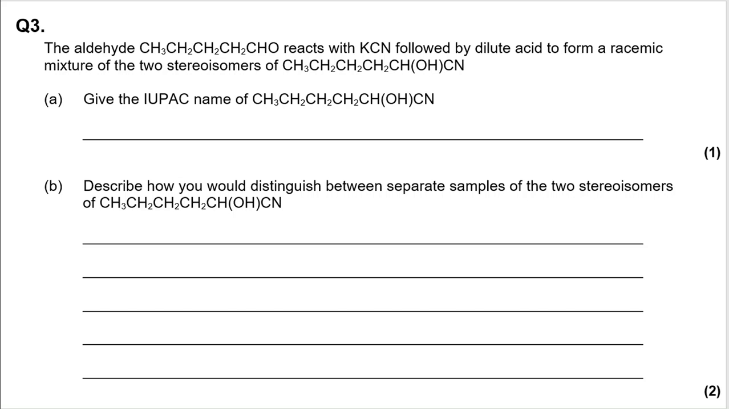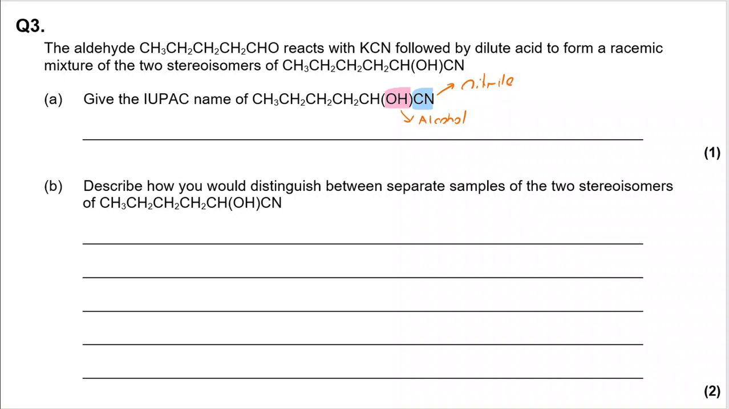Okay, let's move on to number 3. We've got an aldehyde here reacting with KCN, followed by dilute acid. It's forming a racemic mixture of 2 stereoisomers of CH3, CH2, CH2, CH2, CHOH, and CN. What is its IUPAC name? Well, we've got 2 functional groups here. We've got the nitrile group and we've got an alcohol group. We're going to have to think carefully about prefixes and suffixes there.